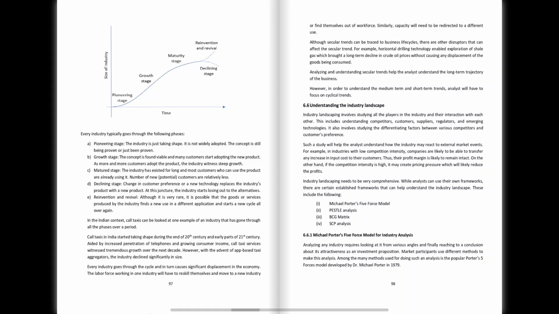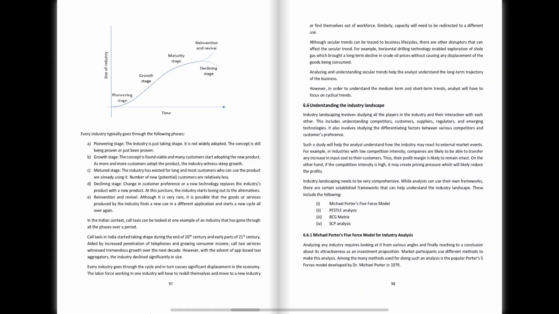Understanding the industry landscape. Industry landscaping involves studying all the players in the industry and their interaction with each other. This includes understanding competitors, customers, suppliers, regulators, and emerging technologies. It also involves studying the differentiating factors between various competitors and customers' preference. Such a study will help the analyst understand how the industry may react to external market events.